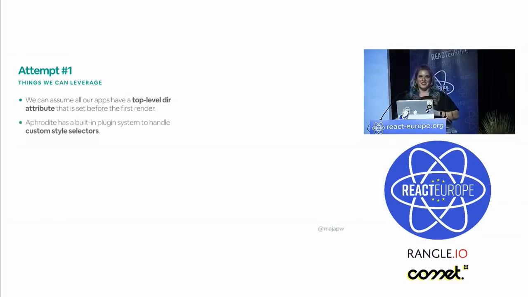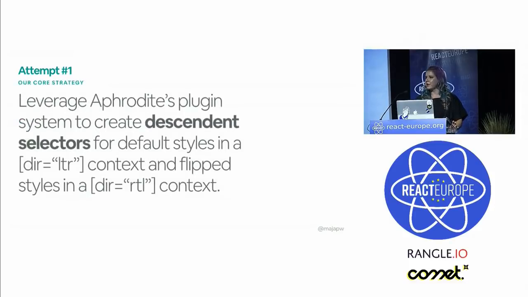And, super cool, Aphrodite has a built-in plugin system to handle fancy custom style selectors. So our first strategy was to leverage Aphrodite's plugin system to create descendant selectors for default styles in a dir equals LTR context, so that's as written, and flip styles in a dir equals RTL context. This is a long sentence, so let's actually talk about what that means.